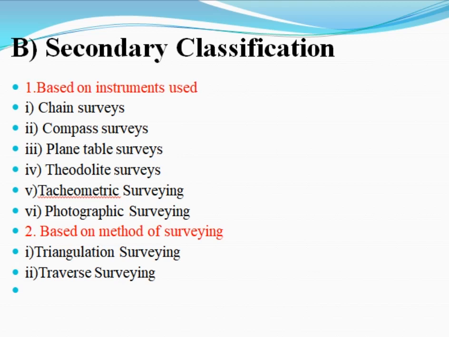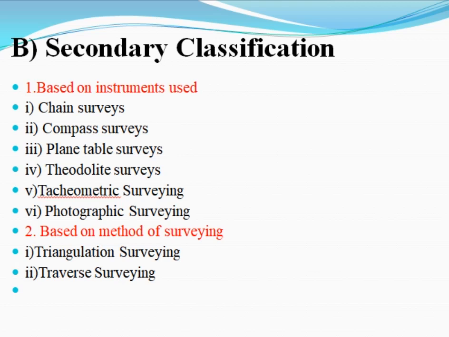Then, based on the method of surveying, first is the triangulation, another is the traverse. In triangulation, the area is divided into triangles. The traverse may be an open traverse or a closed traverse.